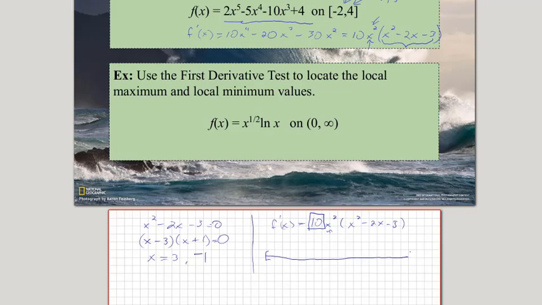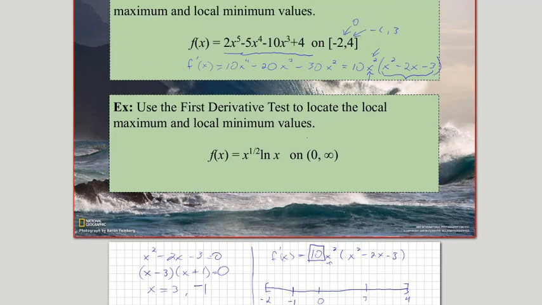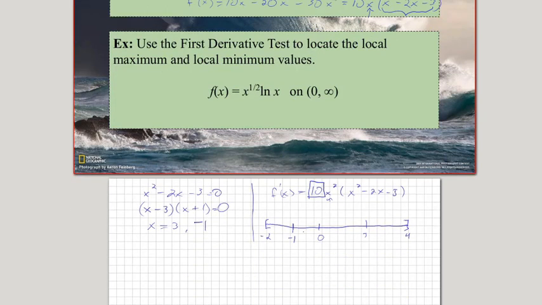Okay, so on my interval between negative 2 and 4, I'm going to split those up over the critical numbers. So I know negative 1 is a critical number, I know 0 is a critical number, and I know 3 is a critical number, because those are all what make the derivative 0. And we should also look at where the derivative is undefined, but again, we're looking at a polynomial here.